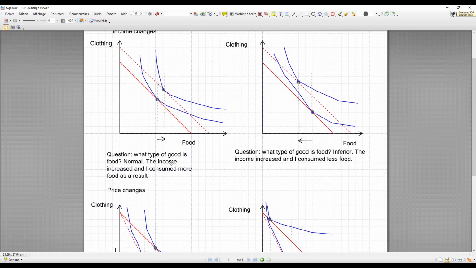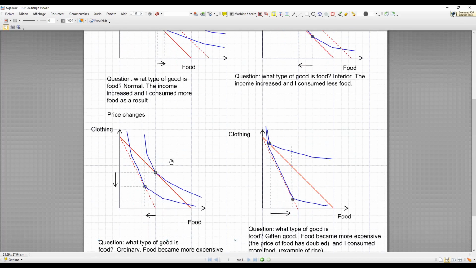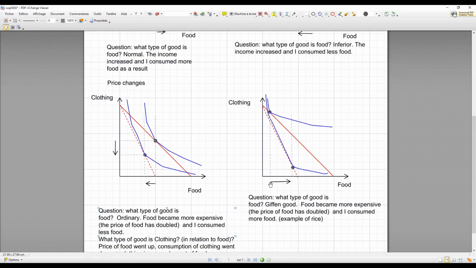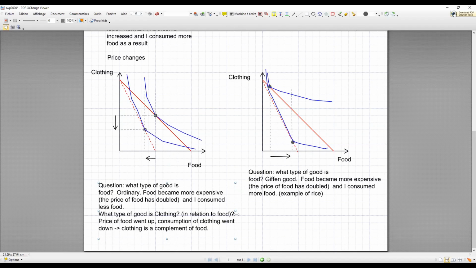Well, yeah, here can we see it? Here the price of food increased and the quantity of clothing increased. No, it went down a lot too. Yeah, but Giffen goods are super complicated, so we shouldn't talk about substitute and complement for that.